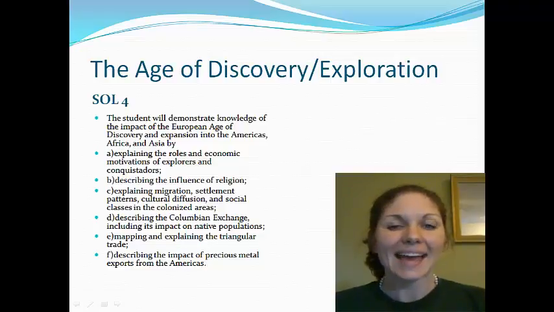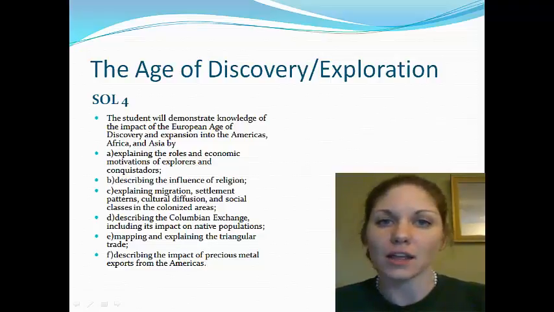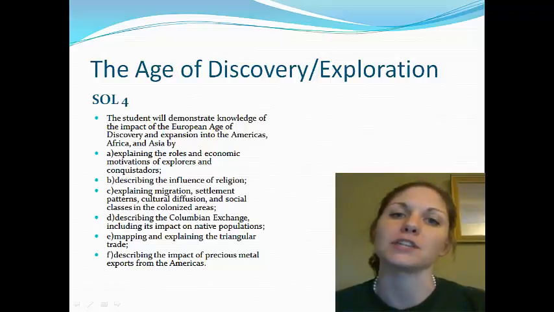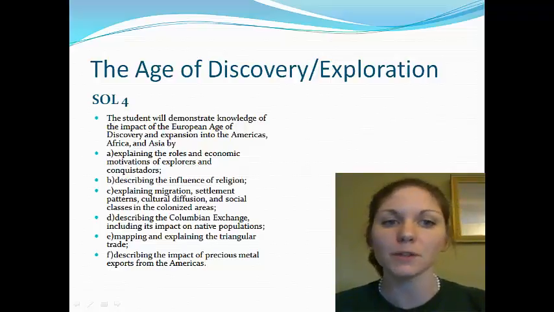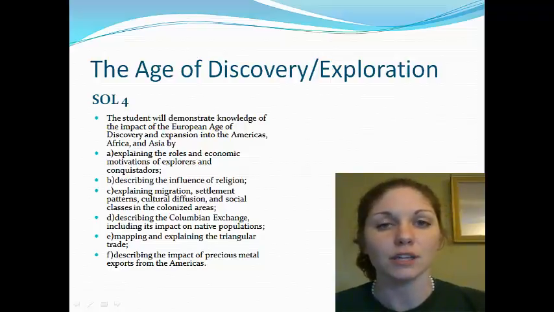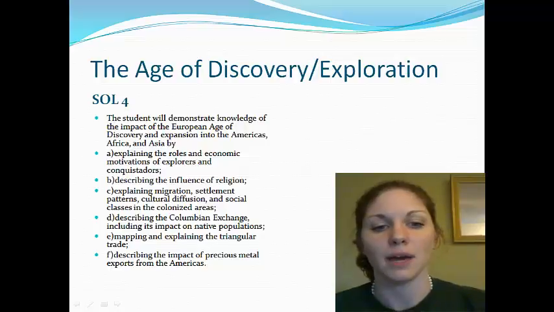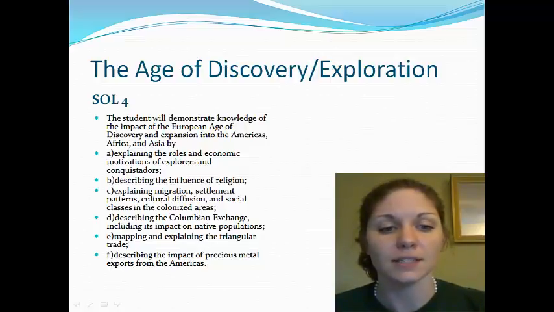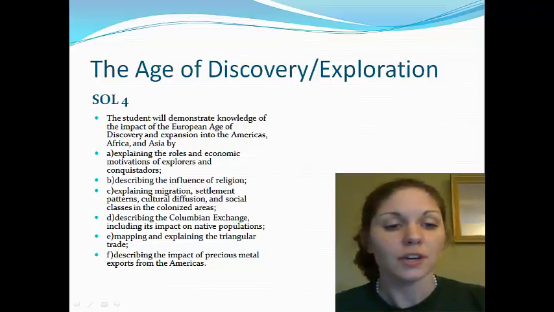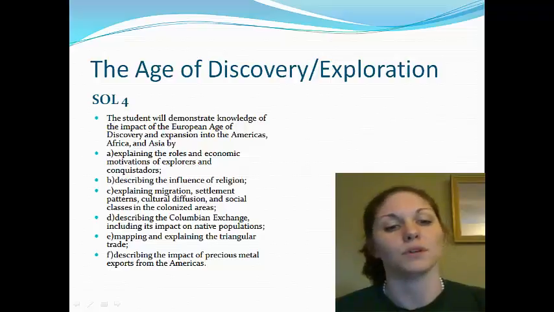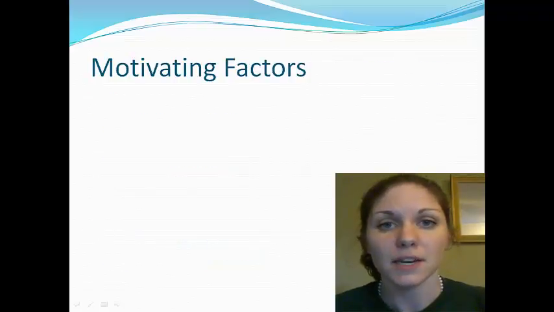Guys, today we're going to start our unit on the age of discovery and exploration. So that's SOL 4, and you can look below on your slideshow and read through what that entails. So we're going to talk about the roles and economic motivations of explorers and conquistadors, describing the influence of religion, explaining migration, settlement patterns, cultural diffusion, social classes, describing the Columbian Exchange, mapping and explaining the triangular trade, and describing the impact of precious metal exports from the Americas. So let's go ahead and get started.